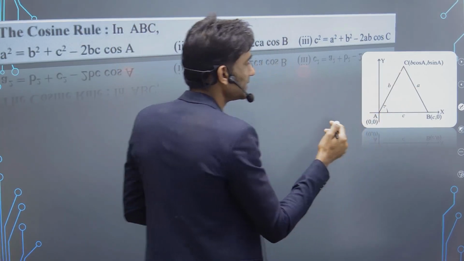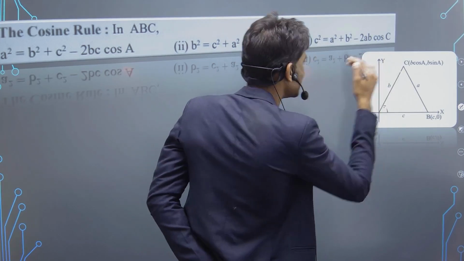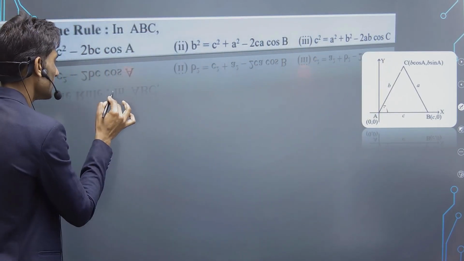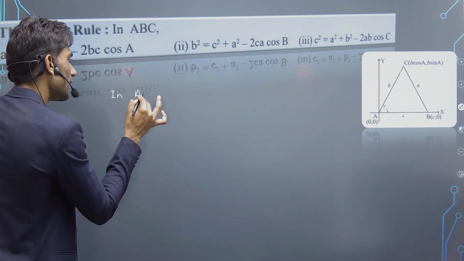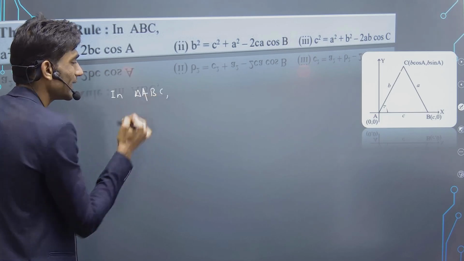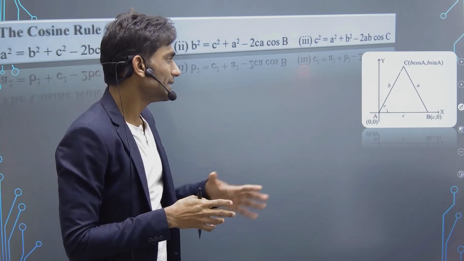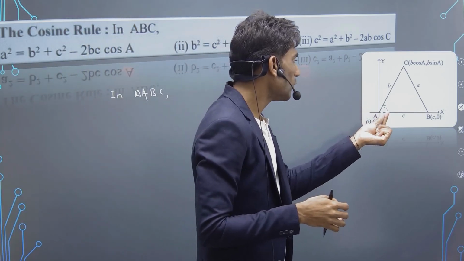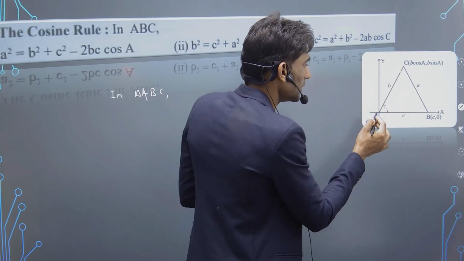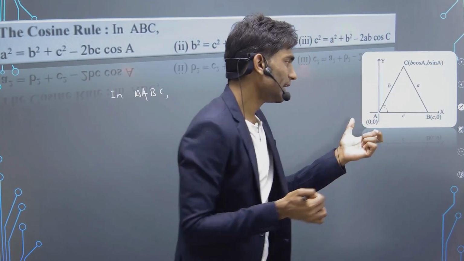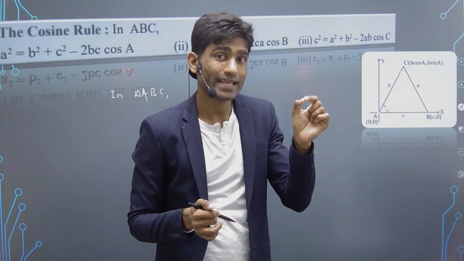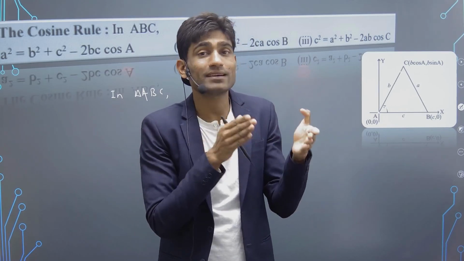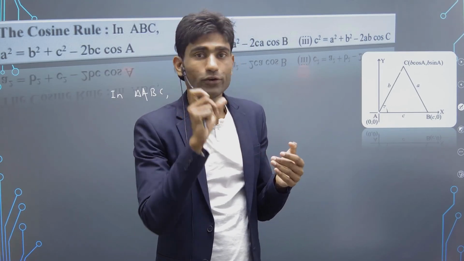Now here we can see we have triangle ABC. Now if we want the coordinates, we have the coordinate of vertex A, which is at the origin. So we can consider it as the 0, 0 coordinate.